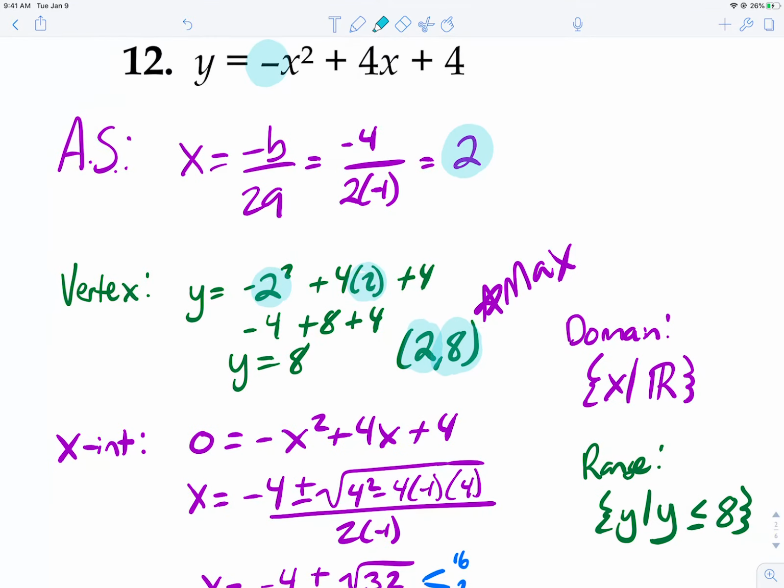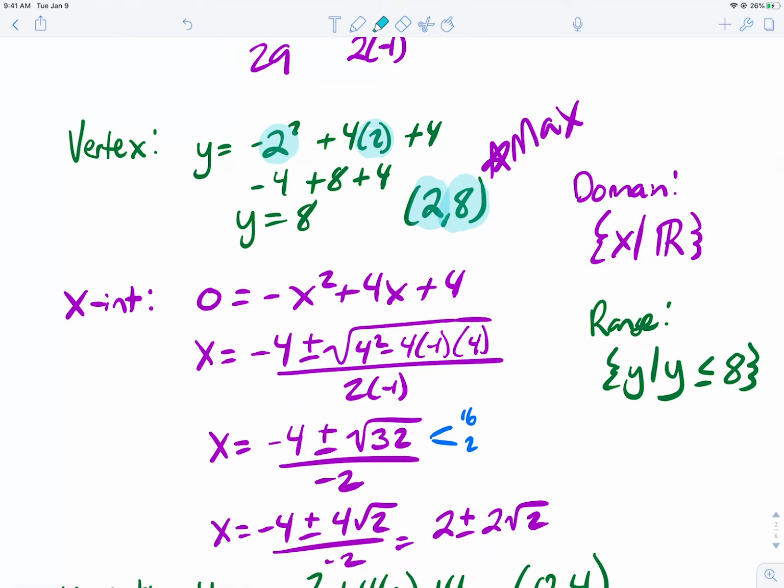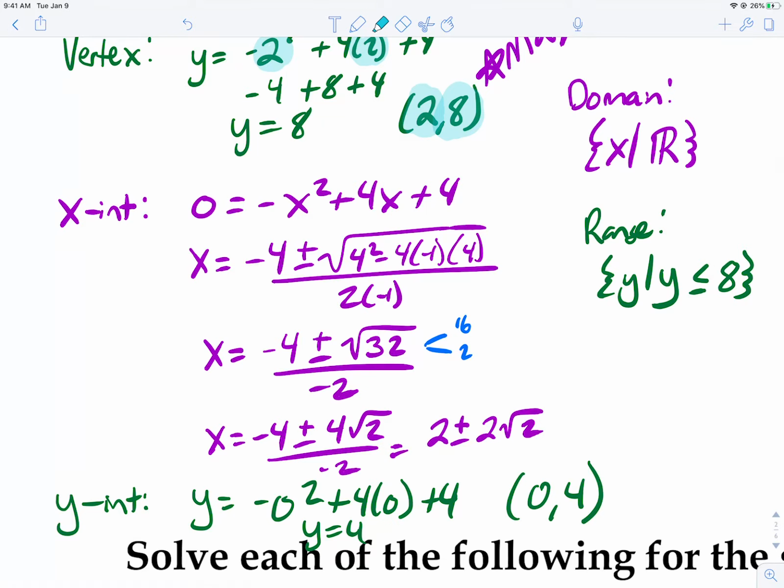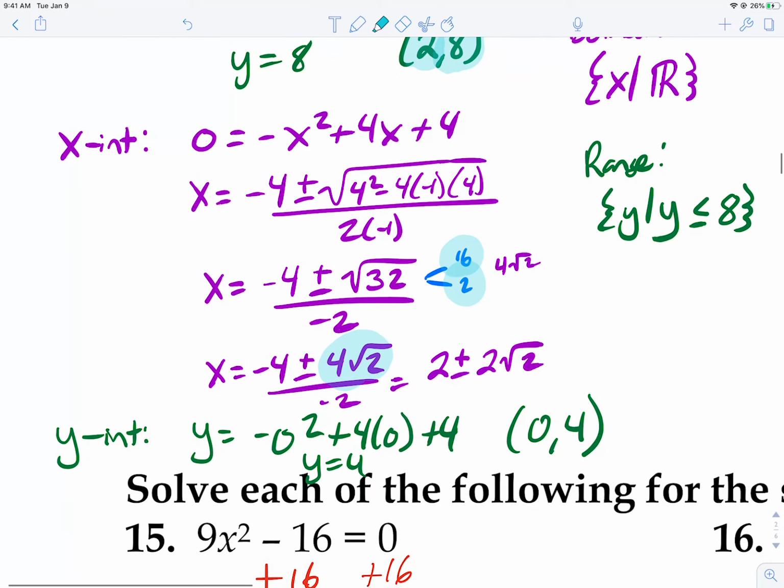For the x-intercepts, I made y 0, so then I had 0 equals negative x squared plus 4x plus 4. I plugged that into the quadratic formula. Partway through, I got to the square root of 32. Well, 32 is 16 times 2, and the square root of 16 is 4, and you still have a root 2, which is where this part came from. But then if you reduce both of these, you end up with 2 plus or minus 2 root 2. The negative in front of that original 4 went away because it was a negative divided by negative.